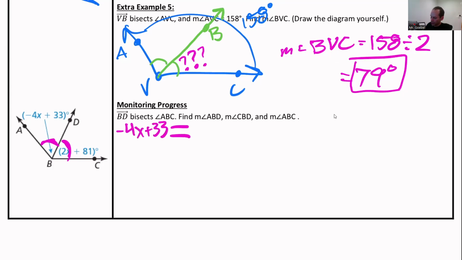Negative 4x plus 33 equals 2x plus 81. And for one last time today, I want to pause the video, give you guys a couple of minutes. Go ahead, solve for x. Take that x, plug it back in. We want both halves and the whole. All right, couple minutes, and then we'll be pretty much finished here.